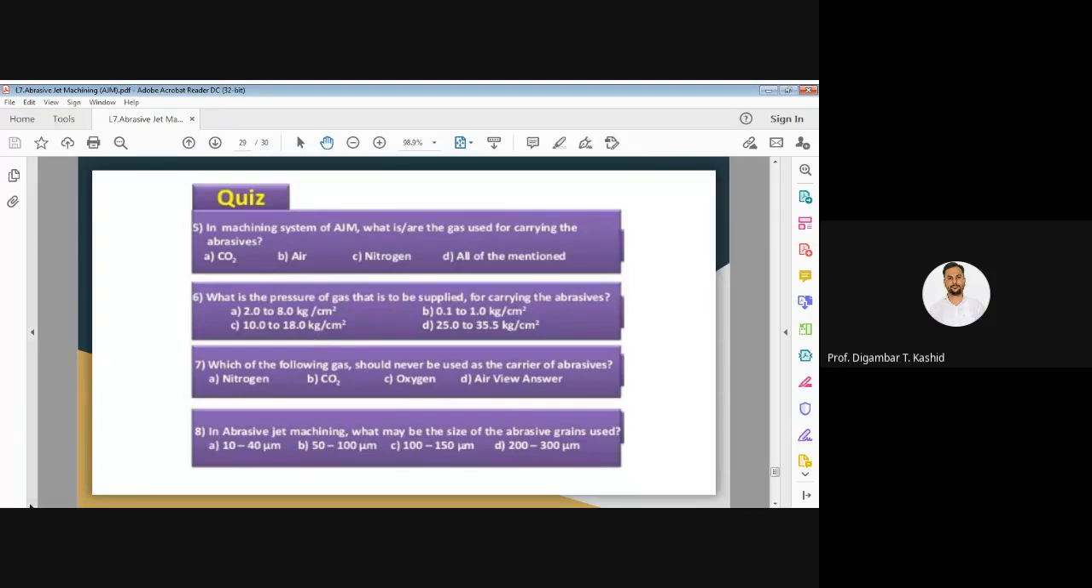Any doubt? Should we move ahead? I will go ahead now. Up till now we have seen the theoretical part. It's time to go for the actual, how our abrasive machining actually works. That we will see now.